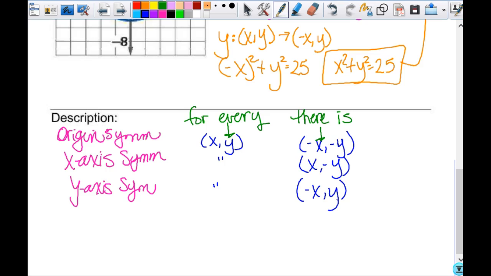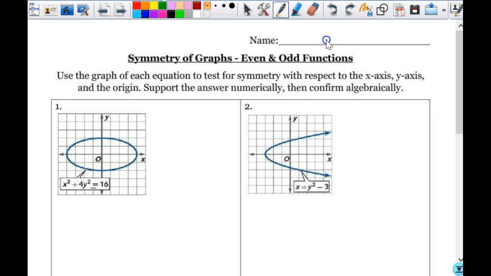Okay, so on the homework, this isn't even and odd functions, that comes tomorrow. I put the wrong title on there. It is Symmetry of Graphs. Even and odd functions is also Symmetry of Graphs, but tomorrow's the extension. And then it says, support the answer numerically, then confirm algebraically. You're not supporting it numerically, you're just confirming it algebraically. Basically, just do what we did on the notes. Same thing, be able to justify it. You can decide visually and then just use the ones you think it is. Okay, we good? Questions?